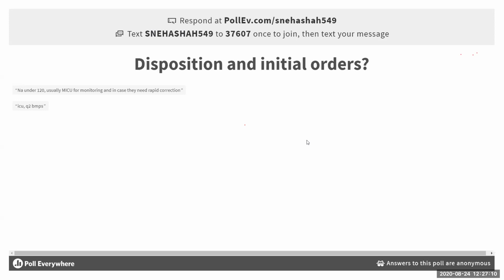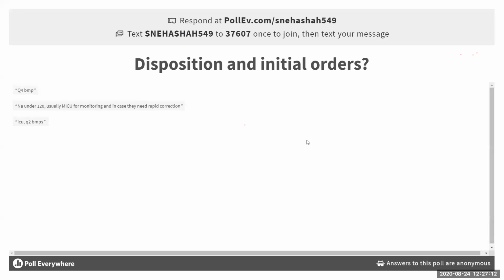Good, so let me address these as they sort of come in. So I agree with ICU. There's one answer for Q2 BMP and one answer for Q4 BMP. So this is of course stylistic, but most people say that you should do Q4 BMPs. More frequently, of course, is desirable. But what often happens with these patients is they go up to the ICU, they get whatever fluids you ordered, then you have to let that fluid equilibrate for their body to adjust to it.